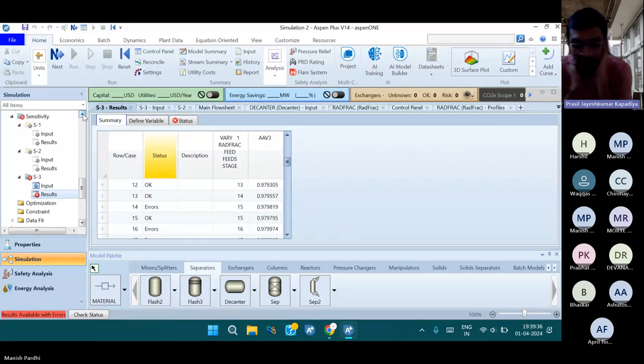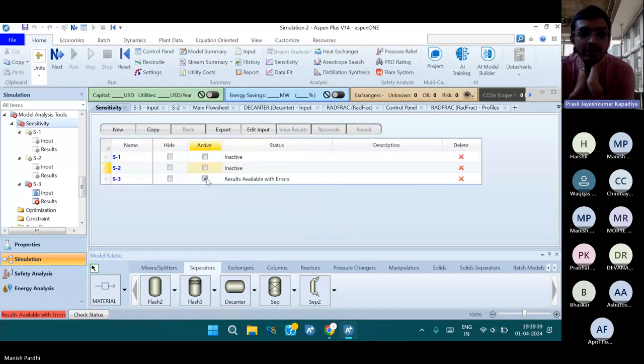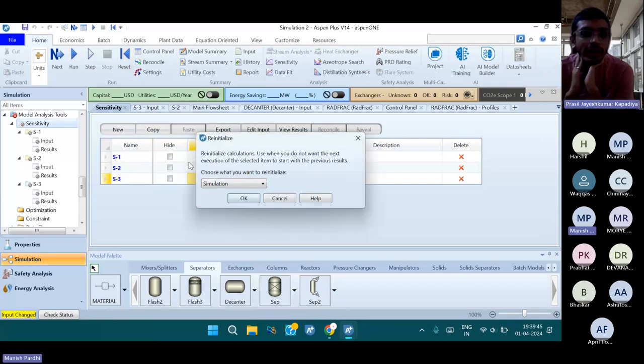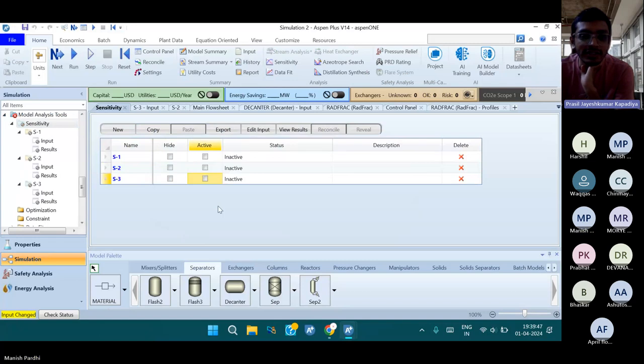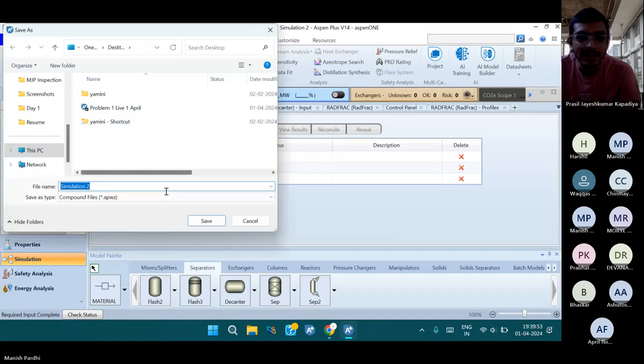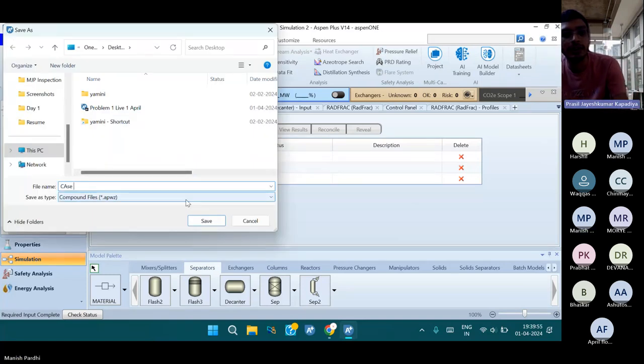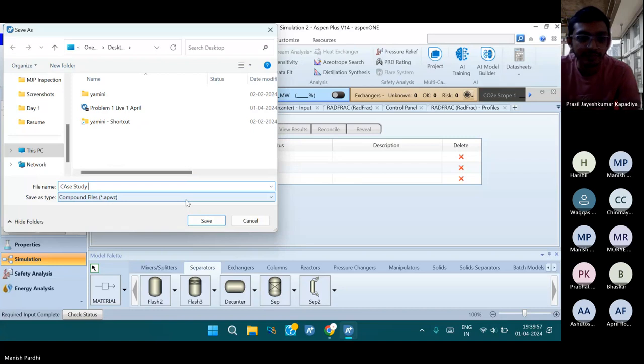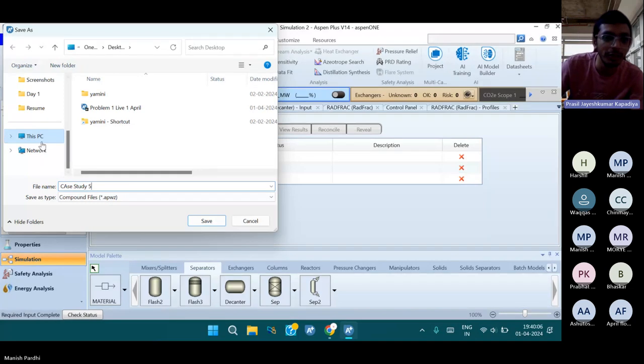Okay, I want to try one more thing. Can you go to the main flow sheet? Okay, I suggest you first save this simulation and create a copy file of this. Compound, no, this is file. Six. This is six. No, this is five. Sorry. Yeah, this one. Save this and create a copy of this.